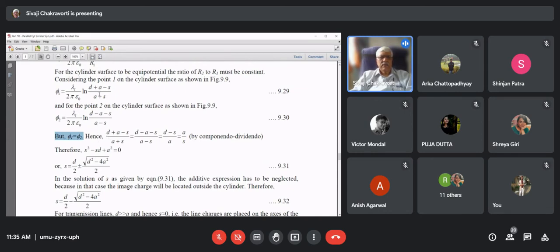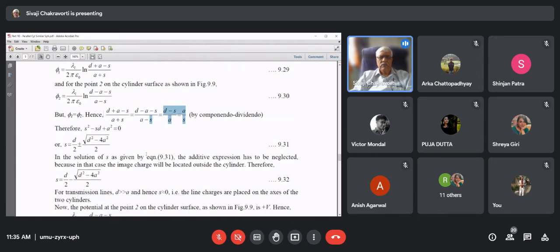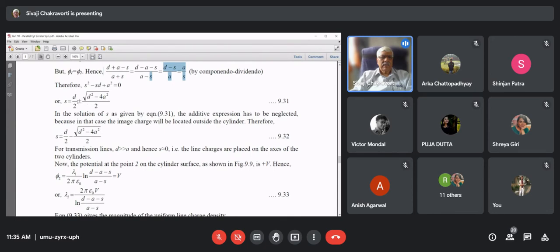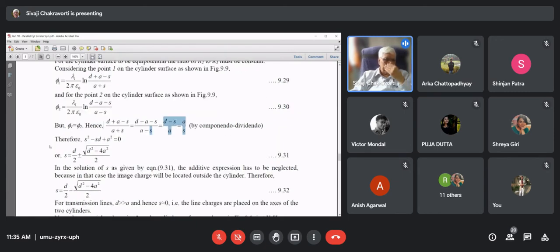So you can see we can have the two ratios which are constant. And again, we go for the componendo dividendo and we get an expression for S, 9.31. Now the question is whether I would take the positive sign or the negative sign. The answer is negative. Why? Because if you take the positive sign, then S is so high that it will be outside the cylinder.